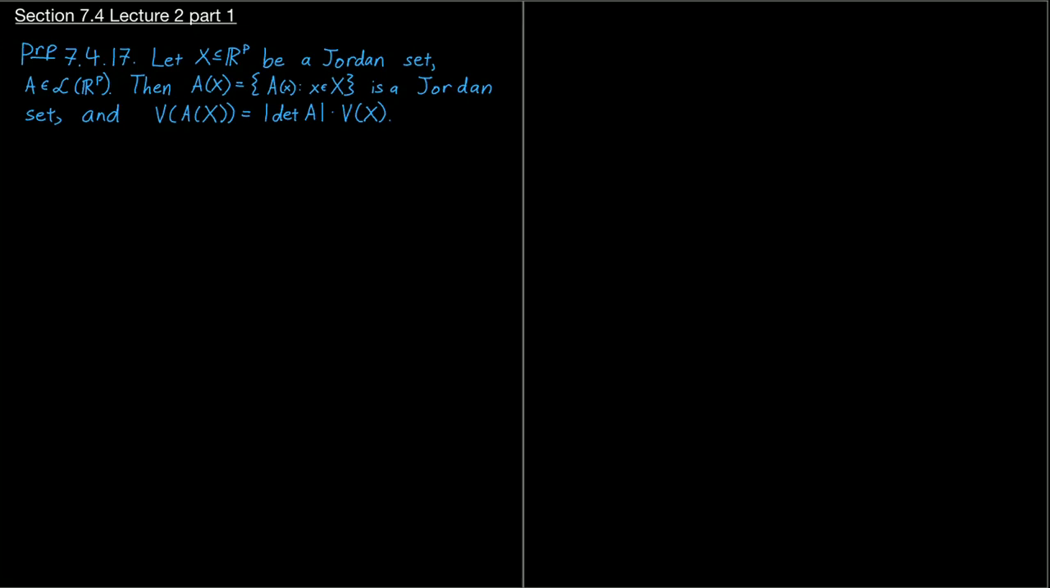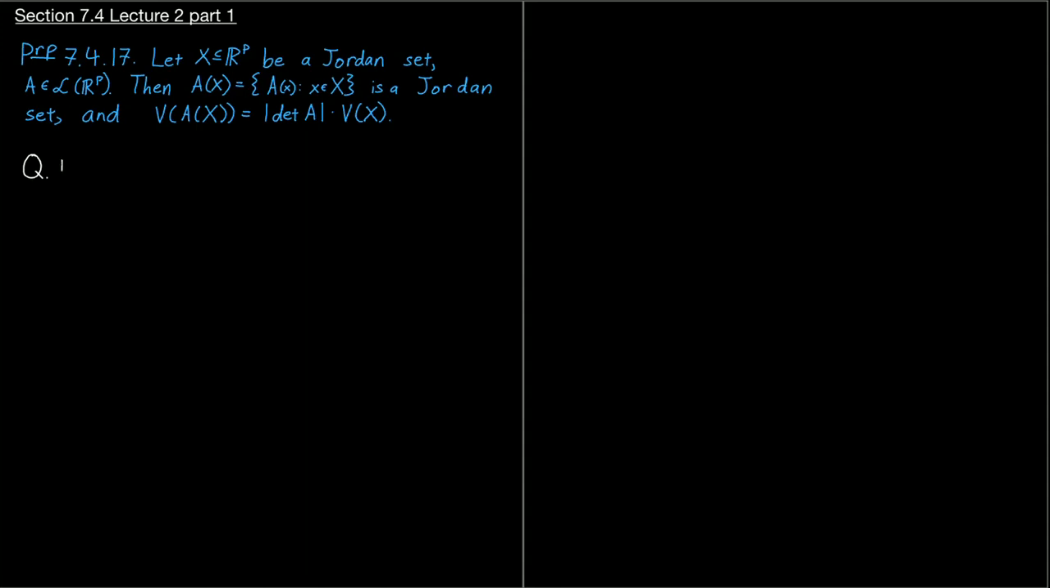So we saw on the last homework and video that if you start with a Jordan set and you apply a linear transformation, what you get out at the end is a Jordan set. And what's more, I can write down a formula for the volume of the resulting Jordan set. So now we're going to generalize this.